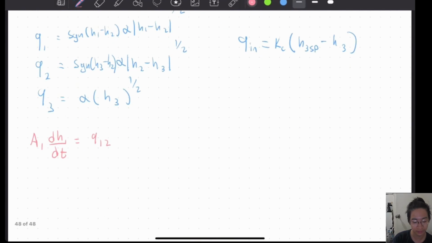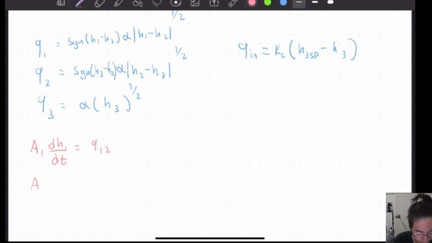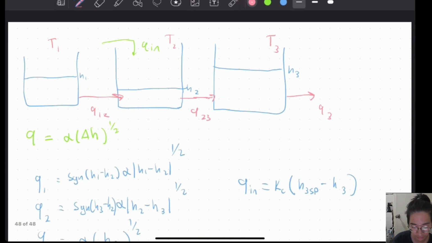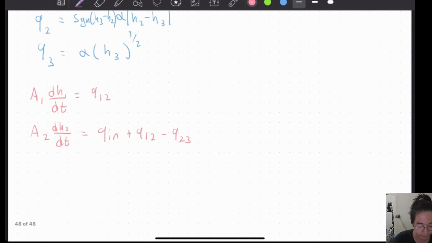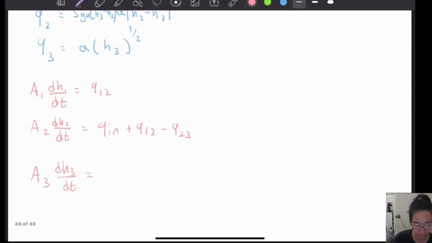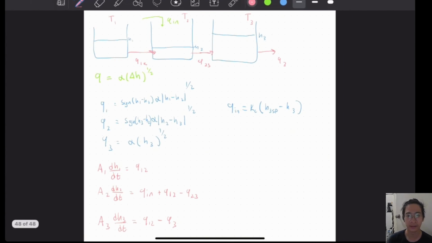The same principle applies for tank number 2, where A2 dH2/dt is equal to Qn, the flow rate going in, plus Q12 minus Q23. And finally, for our final tank, we have A3 dH3/dt is equal to Q12 minus Q3. And there you have it. We now have our derived differential equations that model our three interacting tanks.